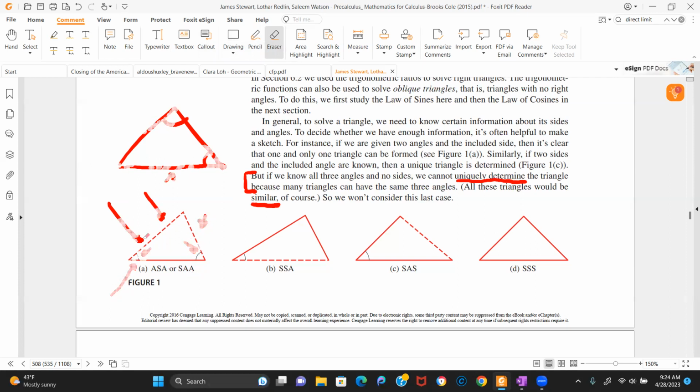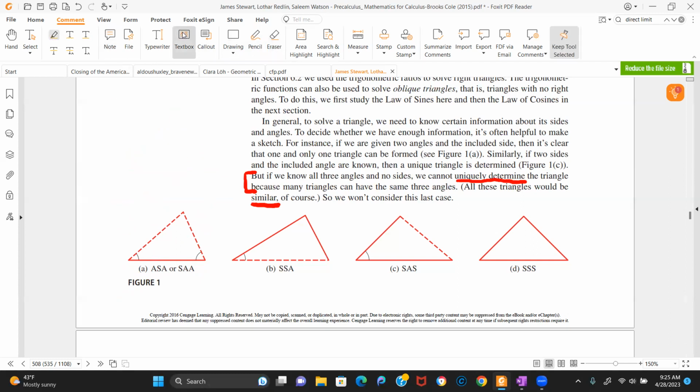The next one is side side angle. You're given two sides that share the same vertex, you can see. And then one of the angles is associated to one of the given sides, right there. So you're given this side right here, and then this side, and then this angle. And then the other case is side angle side. You're given these two sides, and then you're given the included angle. And then the last case is kind of obvious. You're given all three sides. So these are the cases we're going to consider.